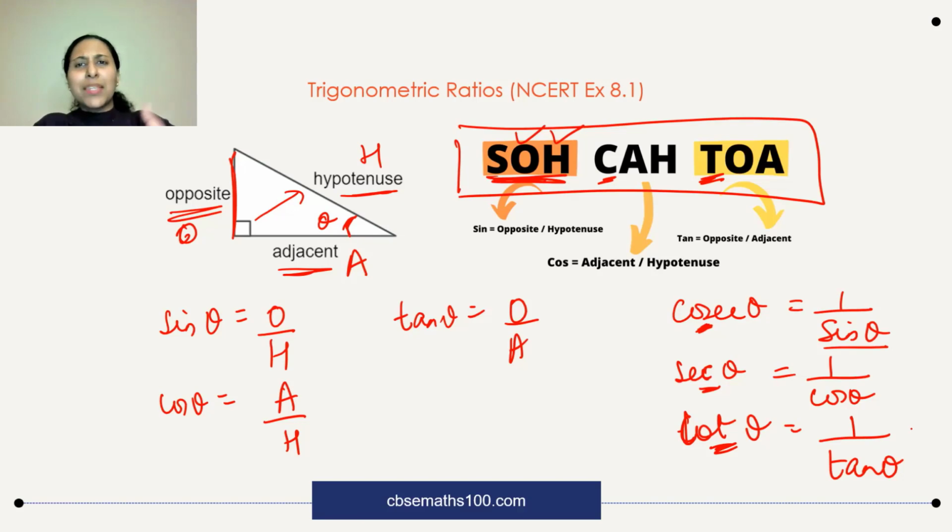From this, it's quite easy to get the definitions for cosec, sec, and cot. Cosec will be hypotenuse by opposite because it's the reciprocal of sine. Sec will be the reciprocal of cos. Cos means A by H, so take the reciprocal of that, H by A. Cot, third letter is T. Take the reciprocal of that, A by O. That will be the cot definition.